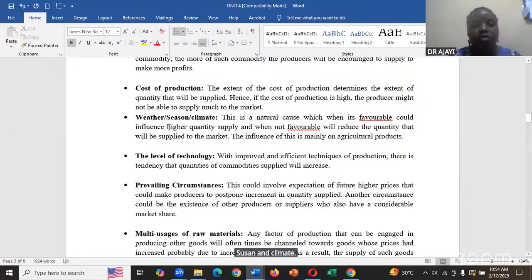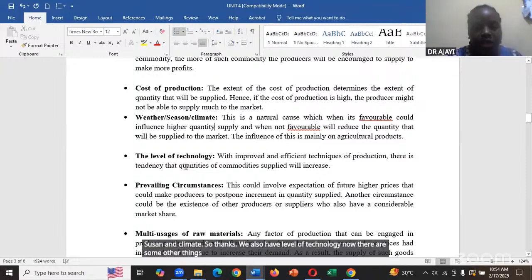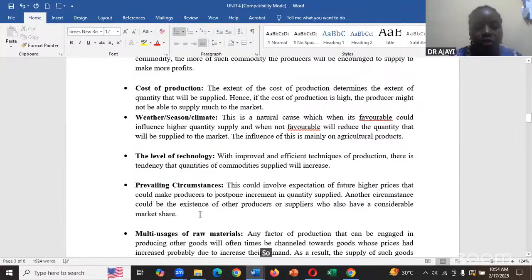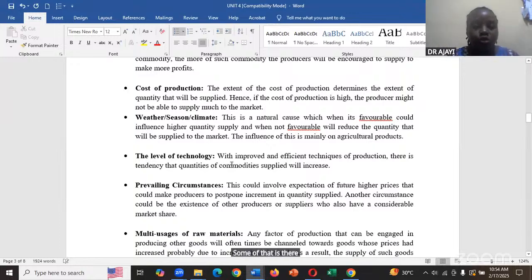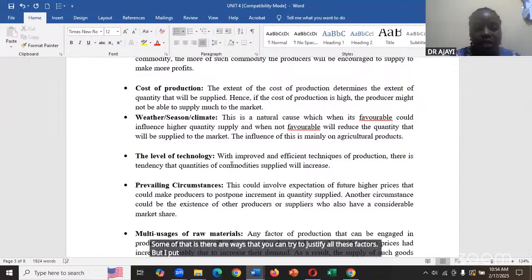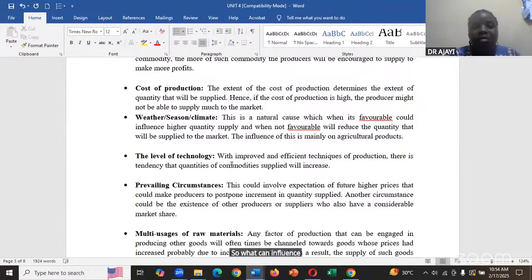So thanks. We also have level of technology. Now there are some other things that are included here. If you are jotting, just quickly note that, for instance, some people said some other things, and there are ways that you can try to justify all these factors. But I put in prevailing circumstances or situation on ground. So what can influence supply? It simply means what is happening maybe in the economy at a point in time.